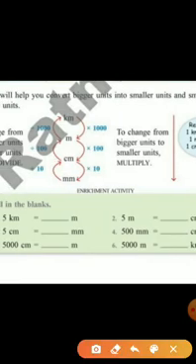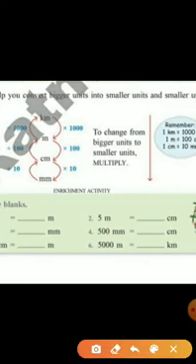Now see the fifth one. 500 centimeter is equal to how many meter? See, when you go from centimeter to meter, we need to divide by 100. So when you divide 500 by 100, 2 zeros will get cancelled, right? And we are left with only 1 zero with 5. Hence the answer will be 5. 500 divided by 100 is equal to 5 meter.